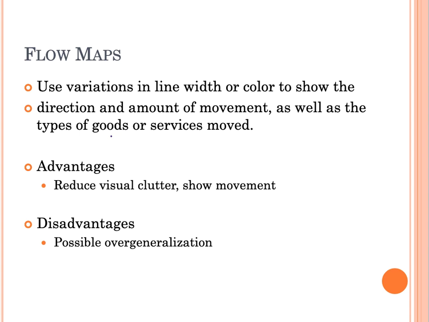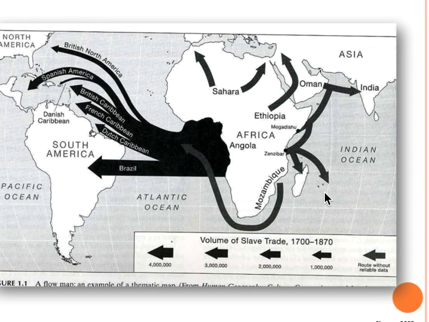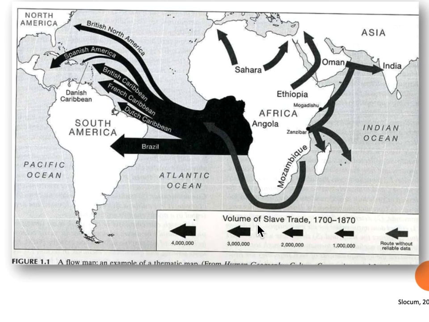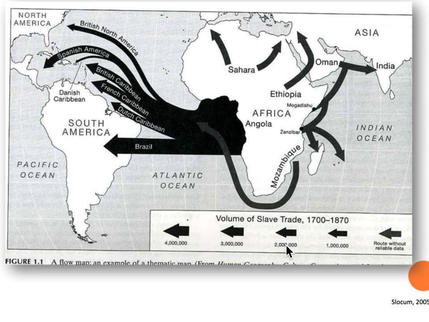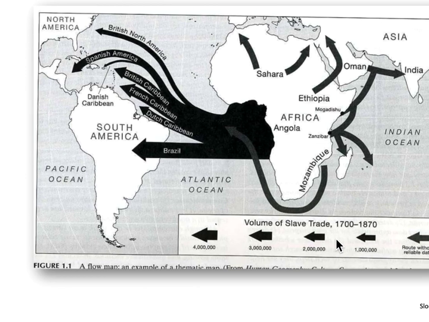Let's look at examples of flow maps. Here is an example of a flow map showing the volume of slave trade between the 1700s and 1870. We can see that the thicker the arrow, the larger the volume of slave trade, whereas the thinner the arrow, the smaller the volume of slave trade.